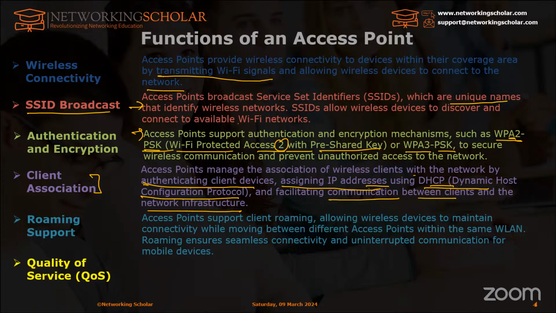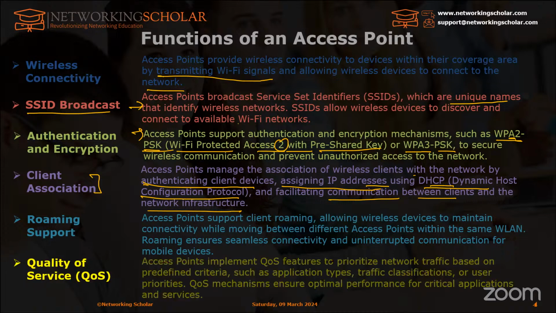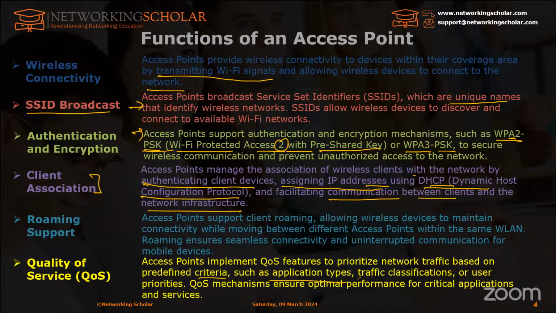Okay, and there is quality of service. Quality of service is the same thing which we have already learned about in routing as well as switches, layer 3 switches. Quality of service prioritizes our network traffic based on preferred criteria such as application layer, traffic classification, or user prioritization. Suppose we have enabled quality of service particularly for voice over IP traffic, then we can use it.